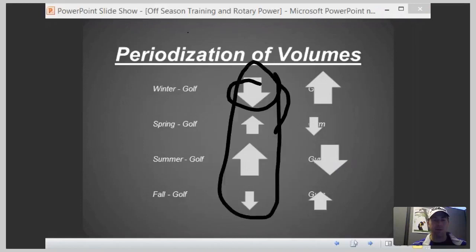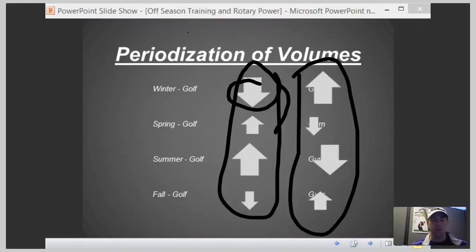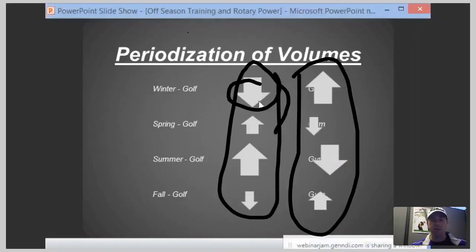This is basically talking about what you should be looking at relative to your golf. And then this row is looking at what you should be looking at in the gym. Okay. So if you're looking at those left arrows in the winter or your off season, your golf volume is going to decrease. This is looking at how much volume you're doing. So your golf volume is going to decrease. You can see the big arrow drops. And then the right arrow is what should be happening in the gym: you're going to see your gym volume increase.